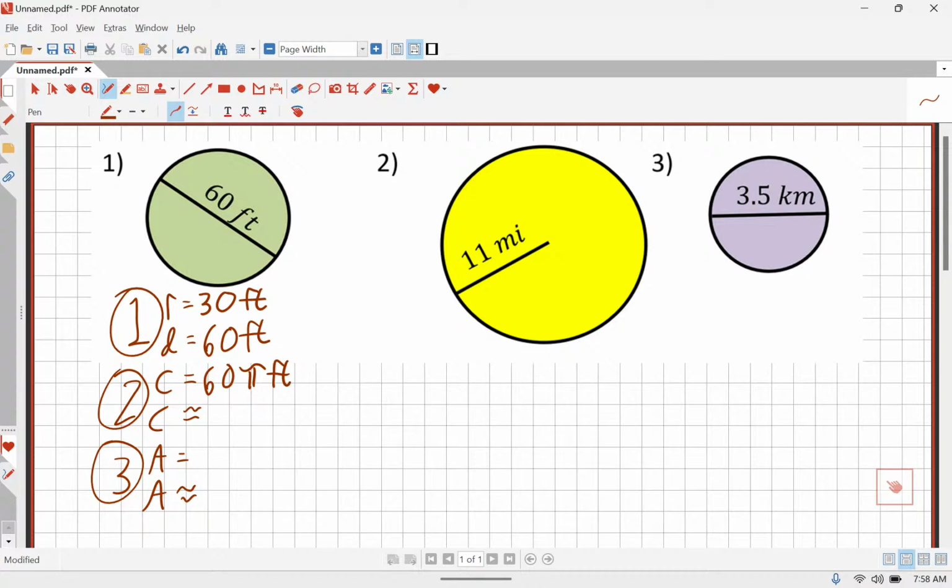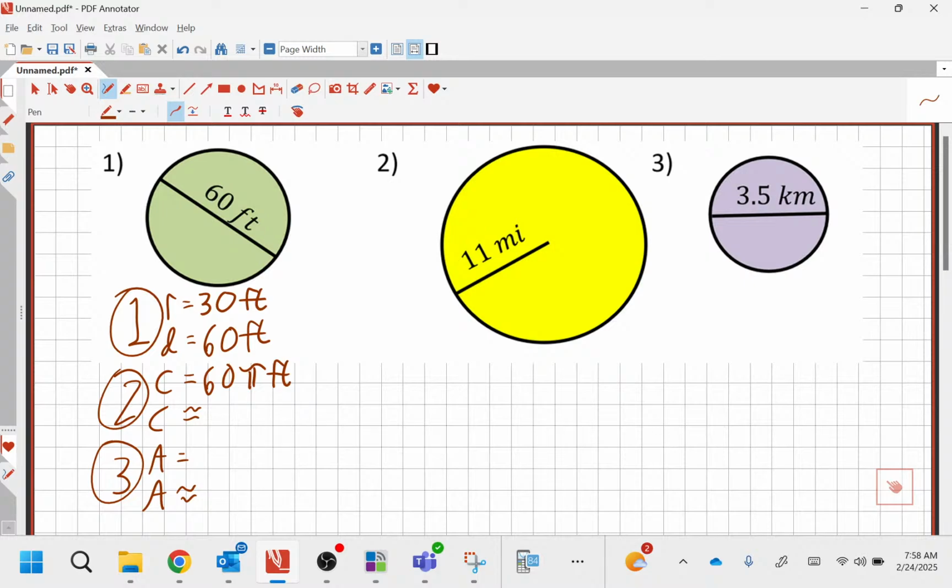Let's see here. Gracie, what's your favorite approximation of pi? My favorite is 22 over 7. I love it. On the skill check, guys, you can use whichever one you want.